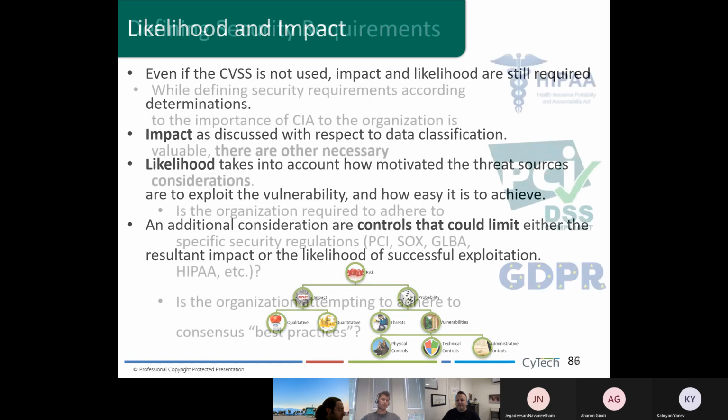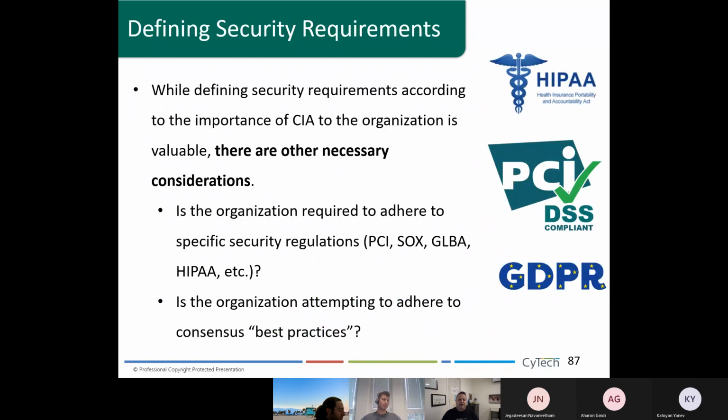Okay. Security requirements. Let's put that aside for a second, and we'll get back to this shortly.